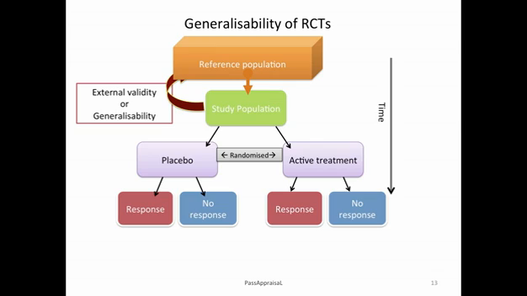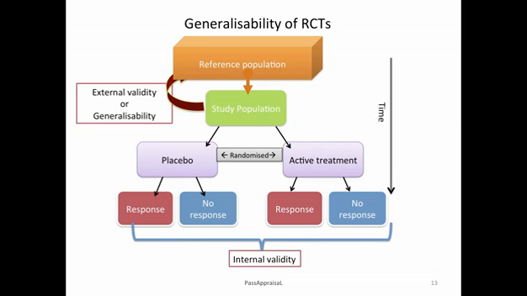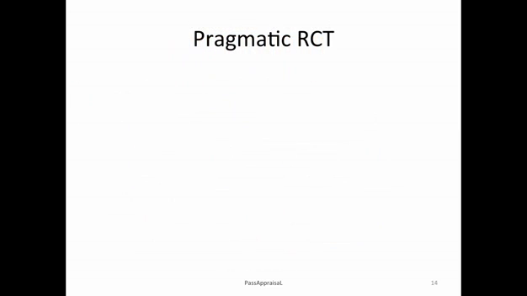The ability to apply the results of a sample to the population is called generalizability or external validity. As discussed earlier, this is limited for an RCT. Even though the internal validity, that is, the degree to which the results are not biased on the basis of the conduct of the study, is very high for an RCT, the external validity is usually poor. So what can we do about this?